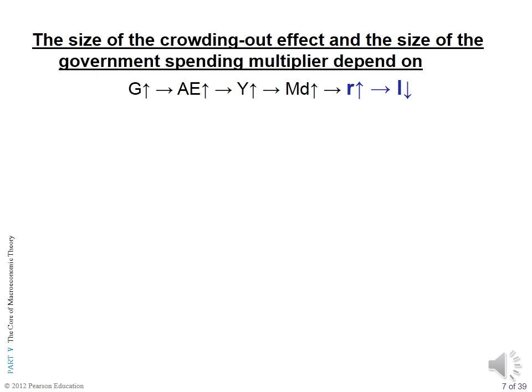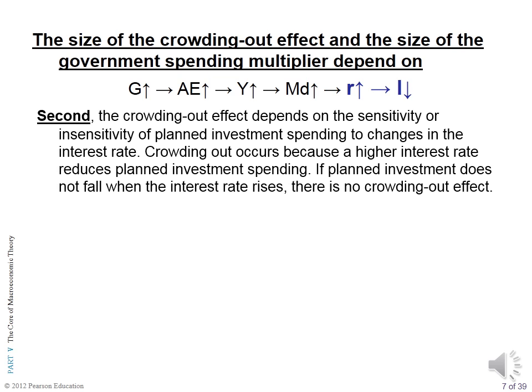So if the investment function is sensitive, what does that do to the crowding out effect? It increases the crowding out effect. If it's completely insensitive, it doesn't respond at all, so there won't be a crowding out effect at all. So the crowding out effect depends on the sensitivity or insensitivity, the elasticity or inelasticity, of planned investment spending to change in interest rate.